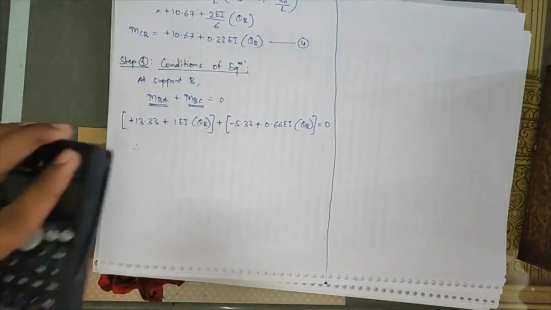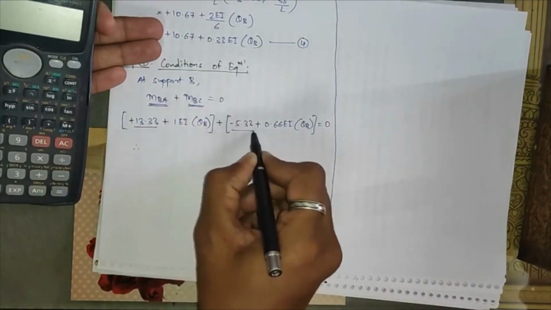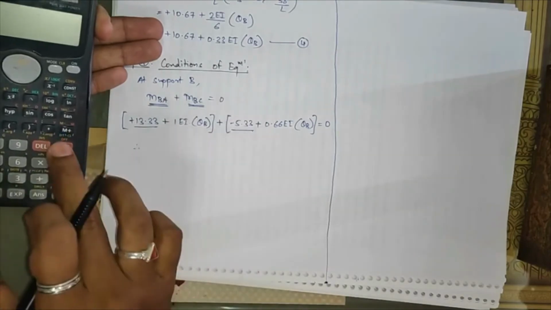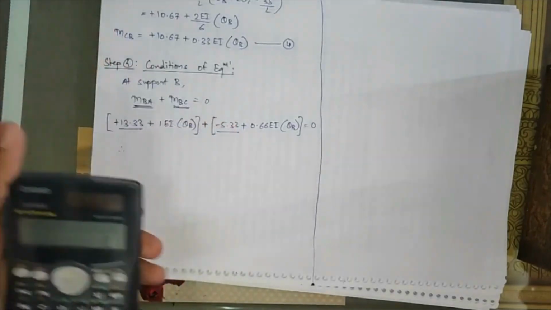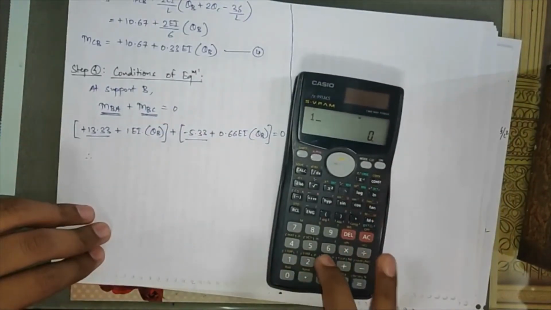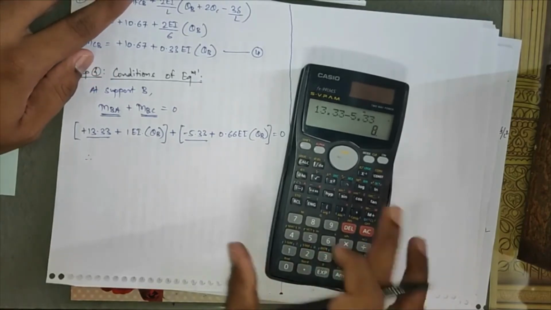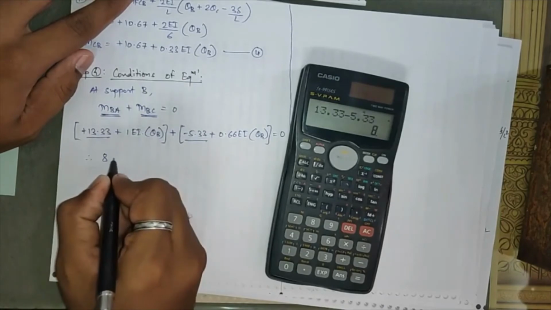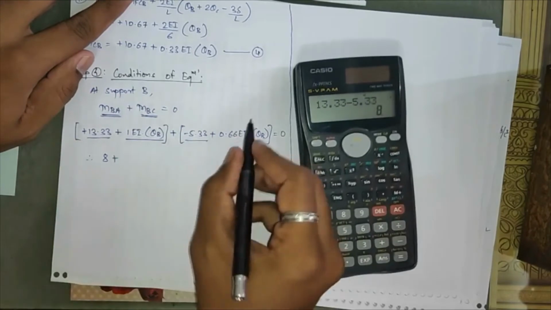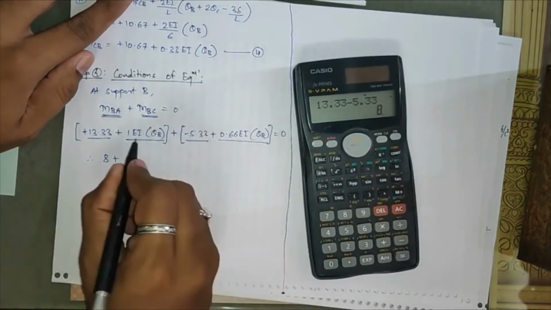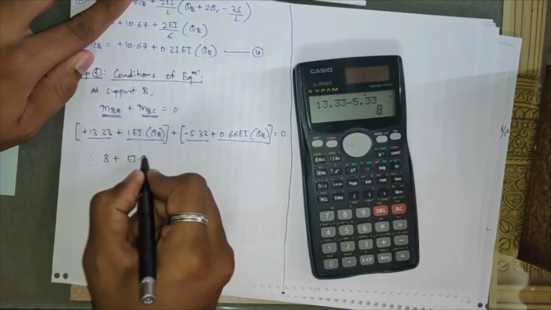We'll solve this equation first. Here, these are your constant terms, plus 13.33 and minus 5.33, that I can directly add. So how much will I get? 13.33 minus 5.33, so I'll get 8. Plus, now the theta B terms: 1 EI into theta B and 0.66 EI into theta B. I have to add these, so from both these terms I'll take EI into theta B common.